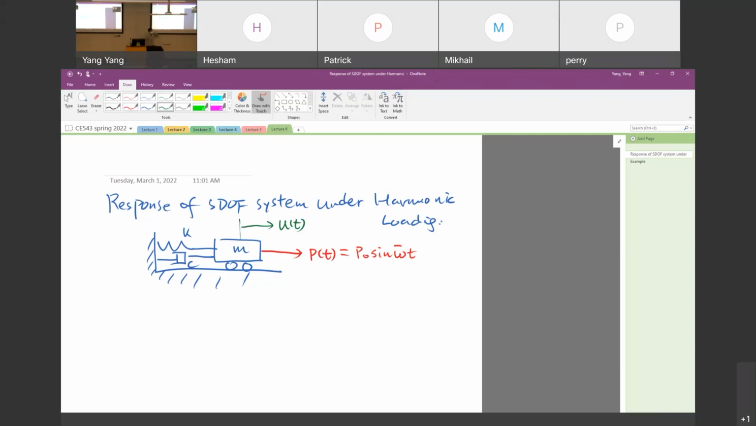natural frequency of the system as well as the frequency of the force.